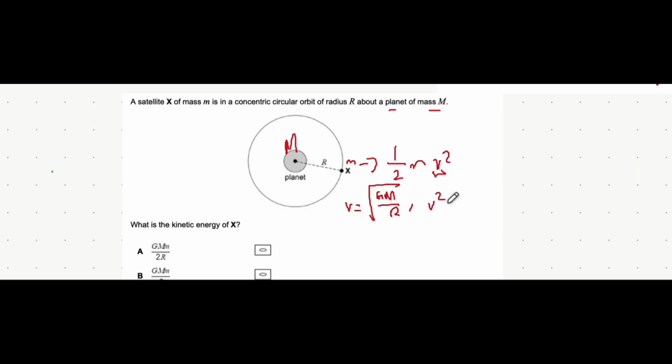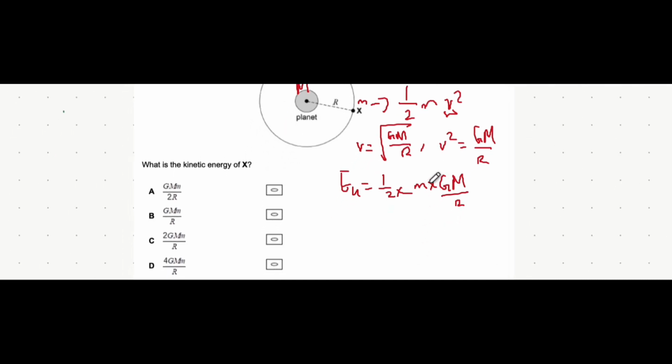Squaring both sides, we get v squared is GM over r, and multiplying that onto this whole equation here, we get that the kinetic energy is just a half times mass multiplied by G times, be careful of the different masses, because this mass is the mass of the planet itself, whereas this little m is the mass of the satellite, GM over r. So the numerator just becomes GMm, and then the denominator becomes 2 times r, which is 2r. So it'll be option A.